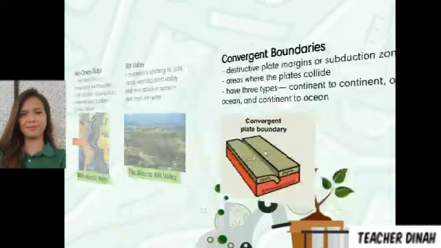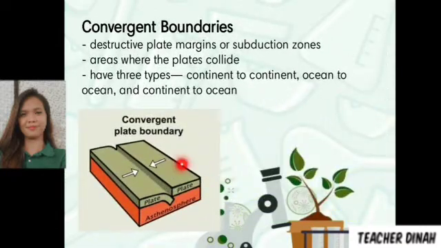Now let's have convergent boundaries. Convergent boundaries are destructive plate margins or subduction zone. These are areas where the plates collide. As divergent boundaries cause new lithosphere formation, that new formation pushes the older lithosphere, exerting pressure on areas where the plates collide. So as you can see in the picture, we have two plates here.